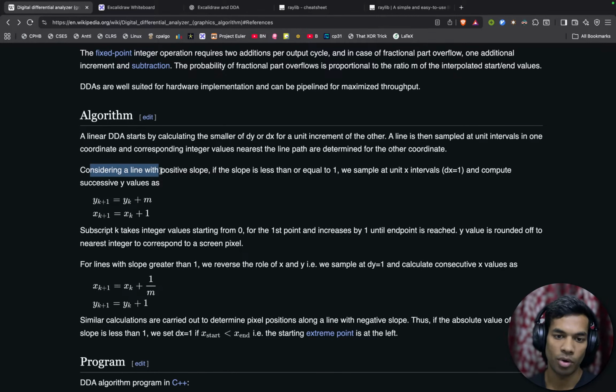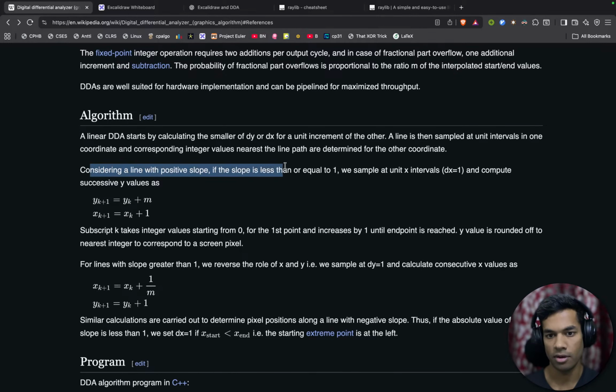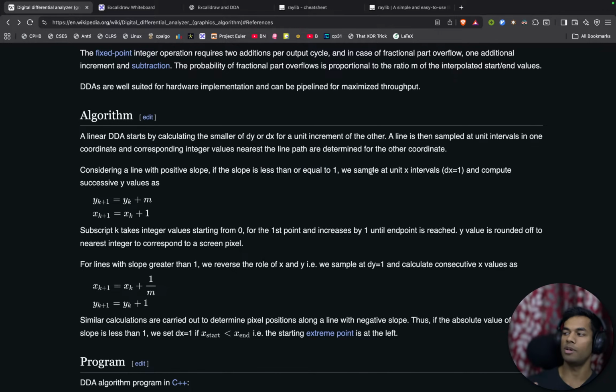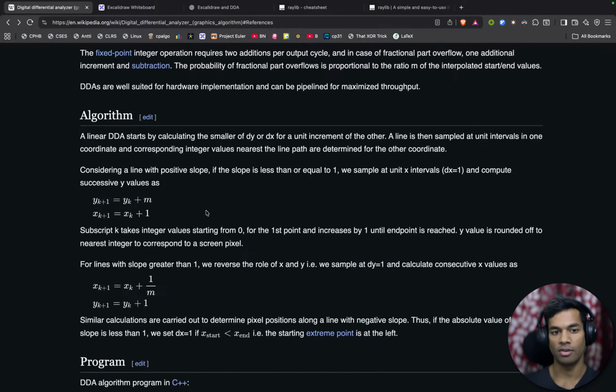Considering a line with positive slope, if the slope is less than or equal to 1, we sample at unit x, that is dx equals 1. If the slope is less than or equal to 1, which means we are moving more in the y direction than we are moving in the x direction.